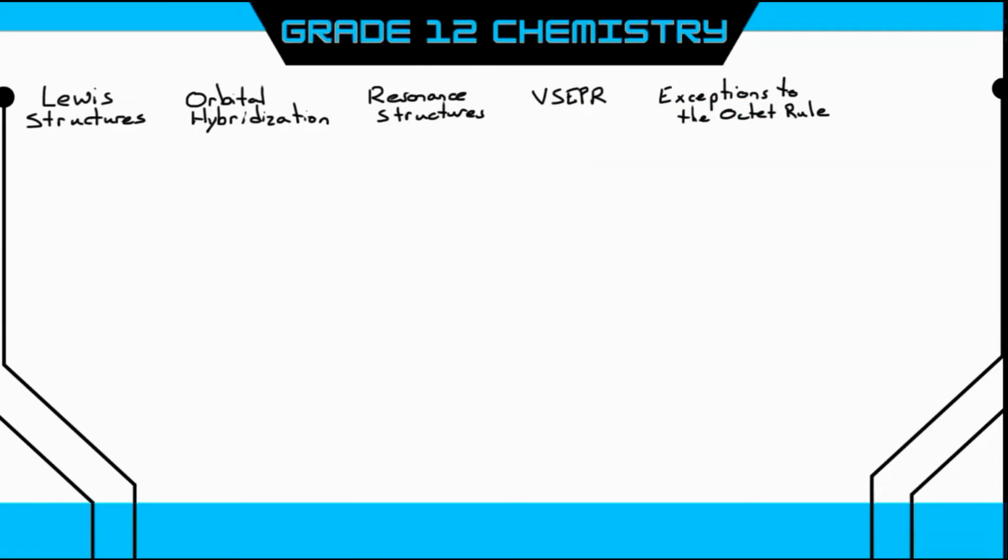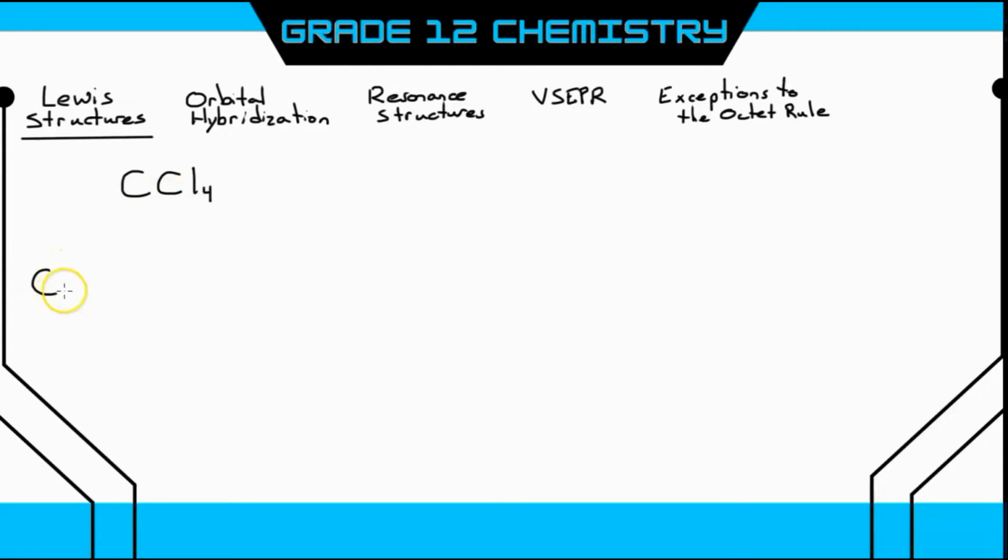So let's start with our first example. We're going to start with carbon tetrachloride. Let's go over how to do Lewis structures first. So what we're going to do is look at all of the elements.